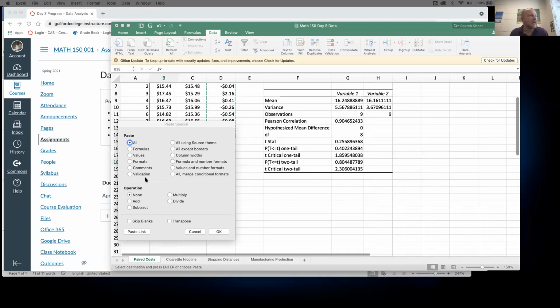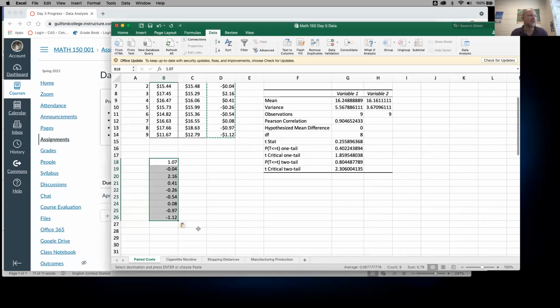I am going to paste on that. And what is it I'm going to paste? Values. All right. Not the formulas, not the formats. And I do not need to transpose it. I'm just putting those values down there. Okay. Notice it stripped all the formatting off and everything.